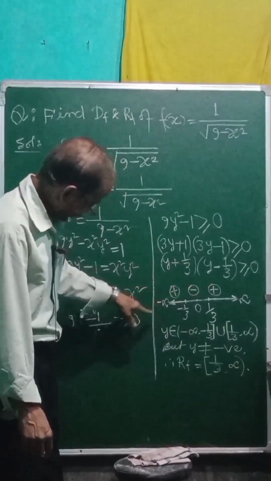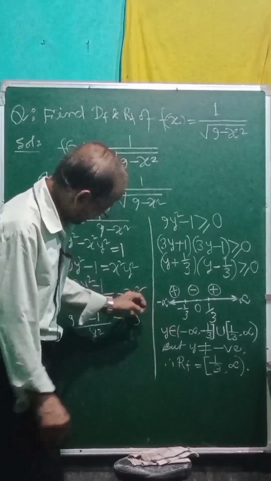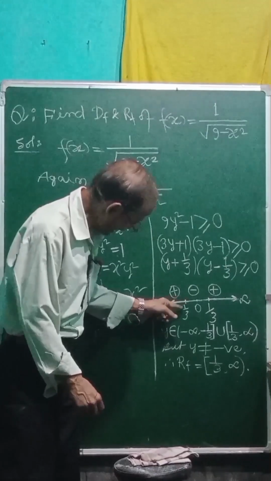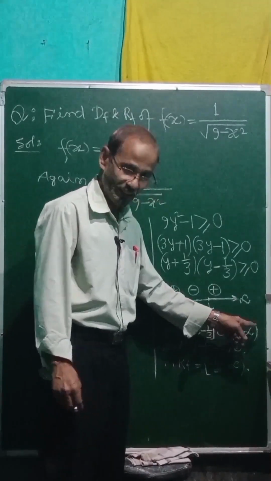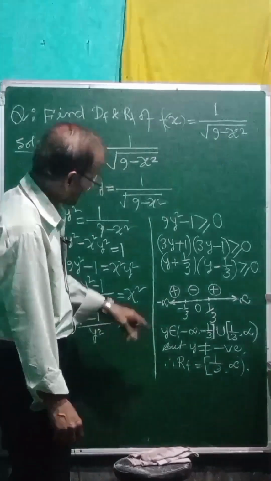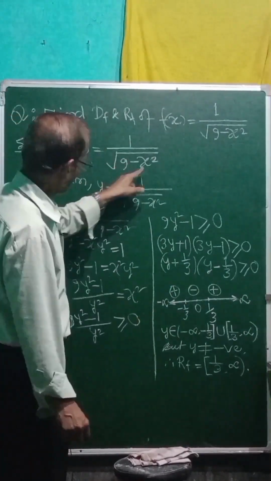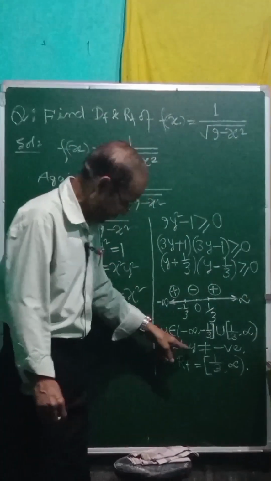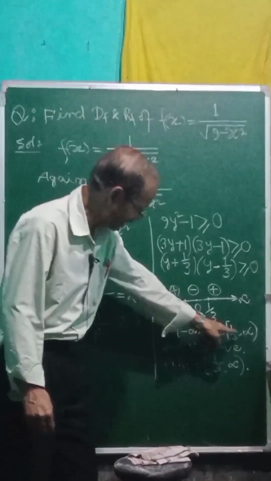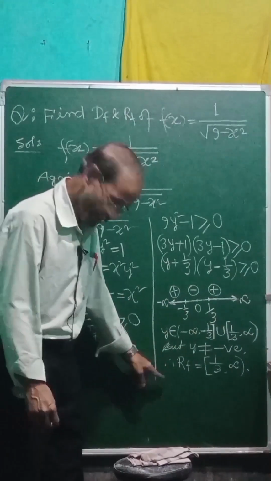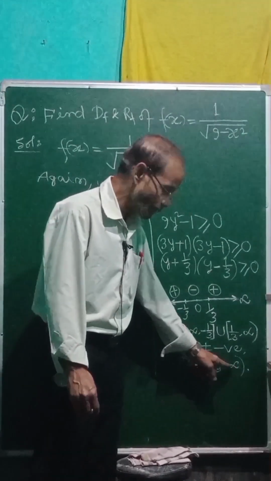This shows that y belongs to minus infinity to minus 1/3 union plus 1/3 to plus infinity. But you see that this under-root function is never negative, so y is not negative. Therefore, the range means y belongs to this interval only. That means the range is 1/3 to infinity.